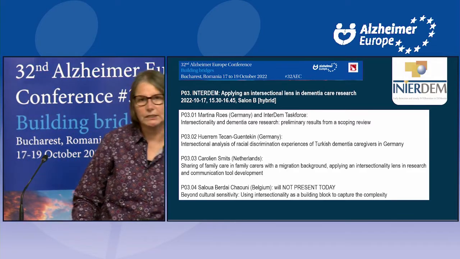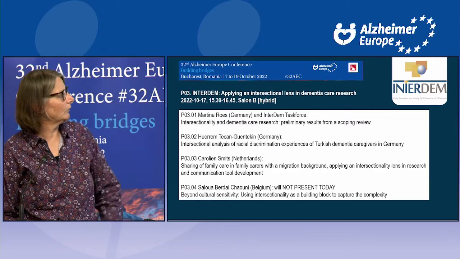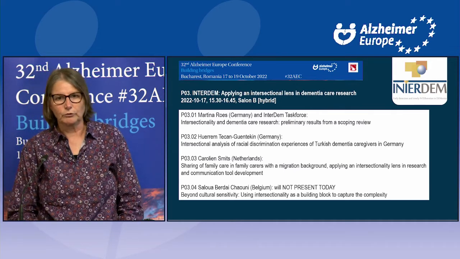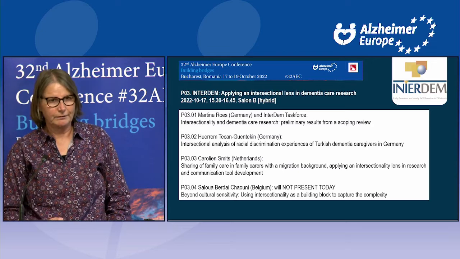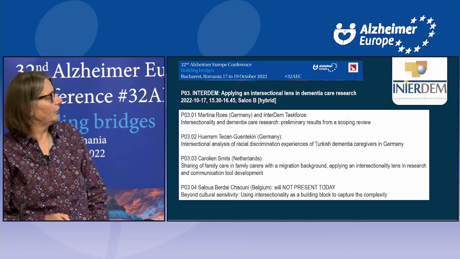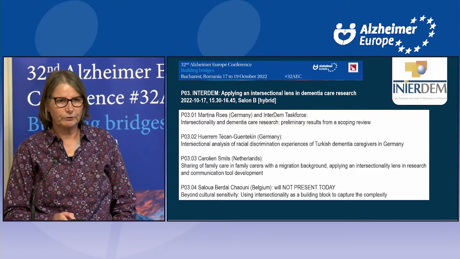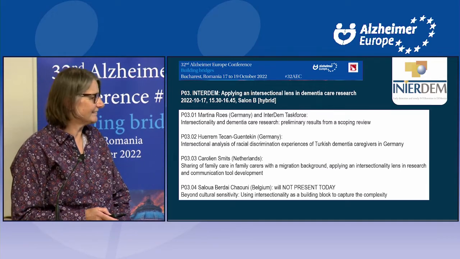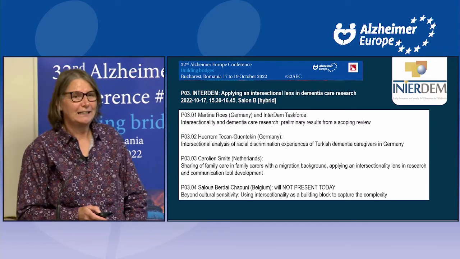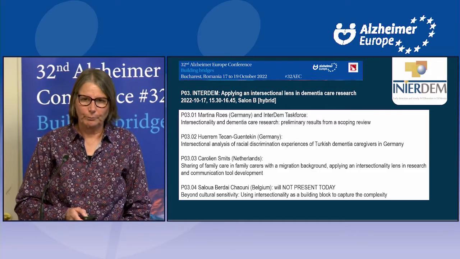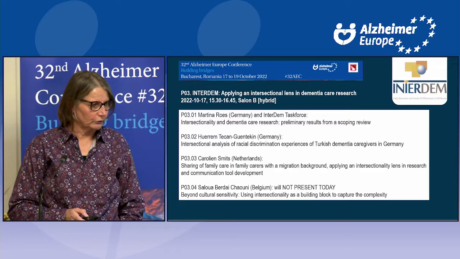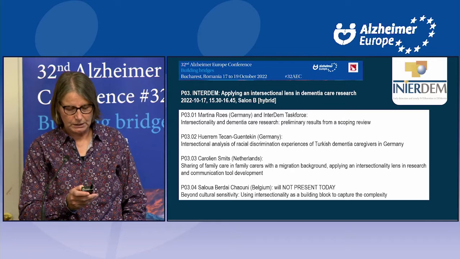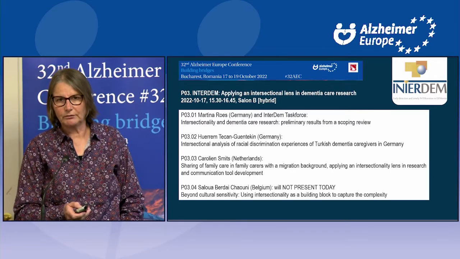And as you already can see in the first slide, we were originally 4 people presenting, but we lost 1 person due to sickness. So it's only going to be 3, but we still try to have enough time for discussion. So I will start with my presentation, and then afterwards it's going to be Huerrem Tecan-Guentekin. I see the Z never makes it in my presentation. So I will talk about the scoping review, and then we have 2 studies, Huerrem and Carolien Smits, on empirical studies, and we thought it might be a good combination based on the topic of intersectional analysis.